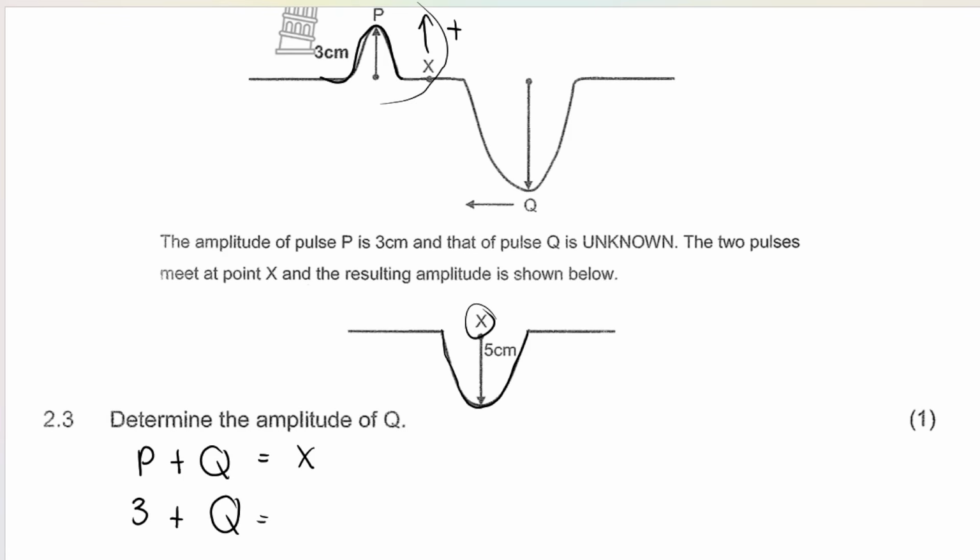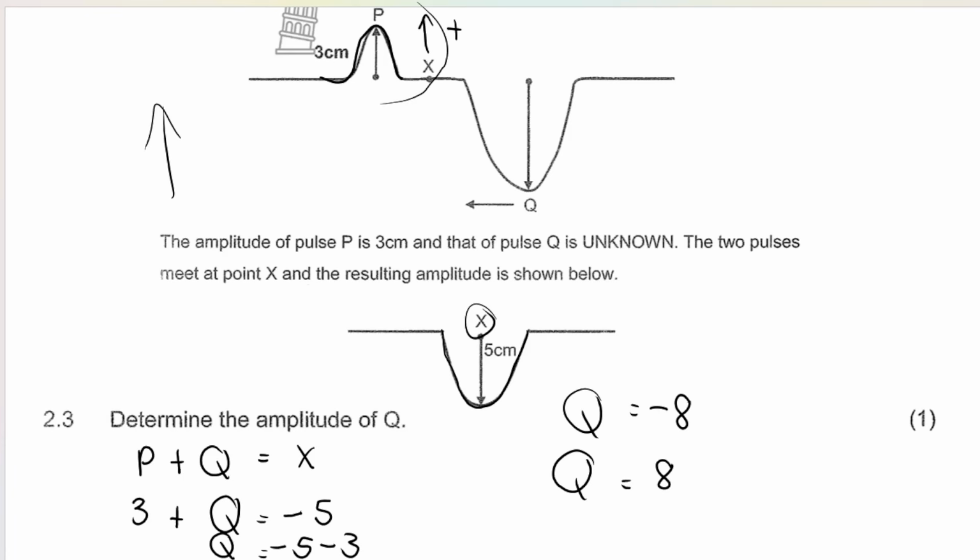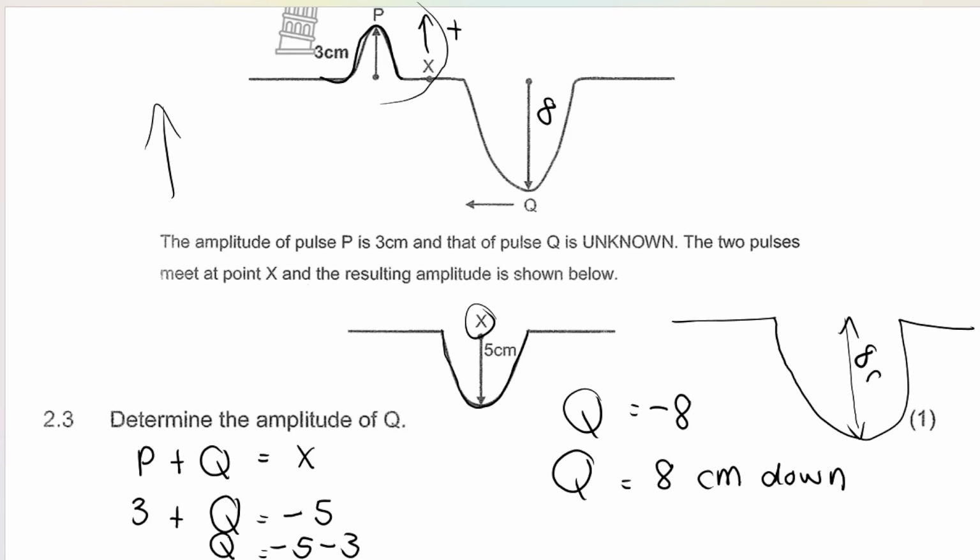X is 5, but it's going down. Remember, I said up is positive, so that's why it's a positive 3. X is going down, so it's a negative 5. If I take 3 to the other side, it's going to be negative 5 minus 3. What does that get me? It gets me negative 8. And remember, what the negative means is it just means 8 centimeters going downwards. So basically, it's a little trough that looks like that. And that is exactly what we said Q was, 8 centimeters.